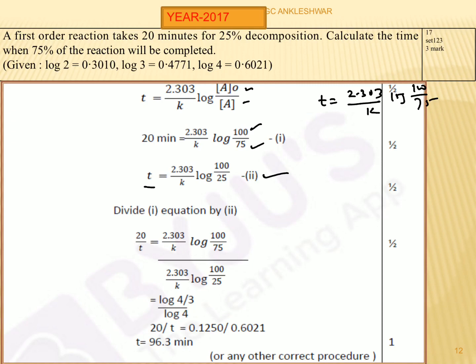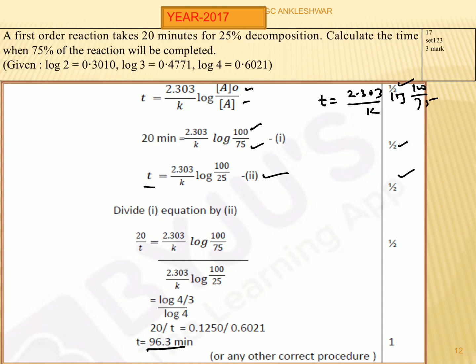So 2.303 by k, the 2.303 k cancels out. You will get log 100 by 75 over log 100 by 25. So you will just get log 4 by 3 over log 4. So 20 by t is equal to this; just take the values of log 3 and log 4 from the given data. You will get time is equal to 96.3 minutes.